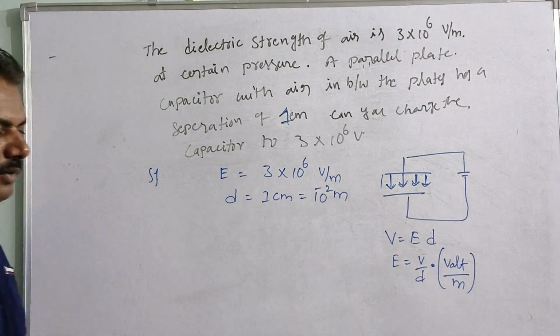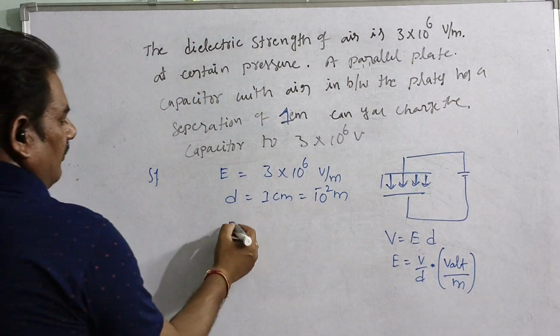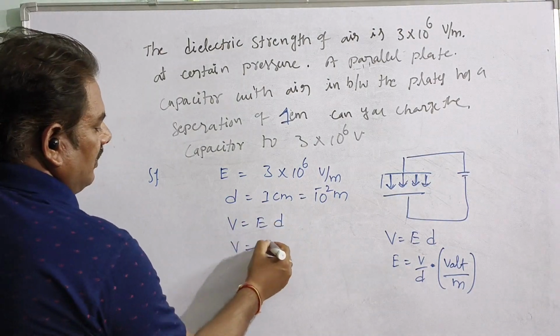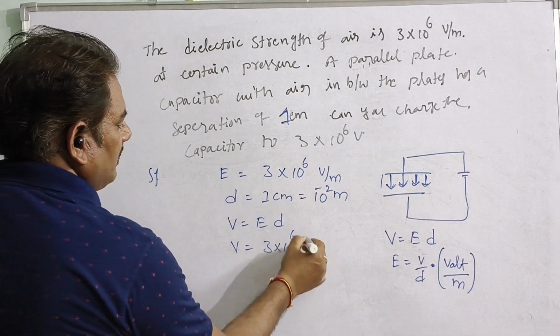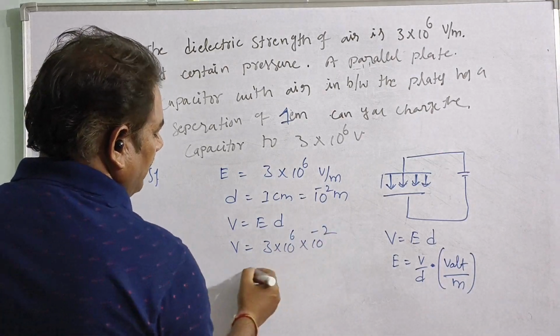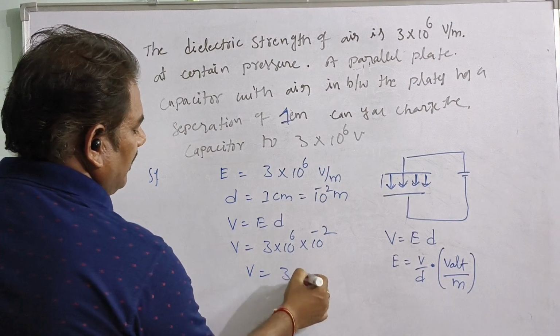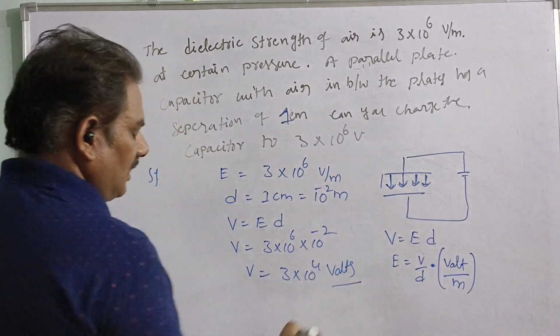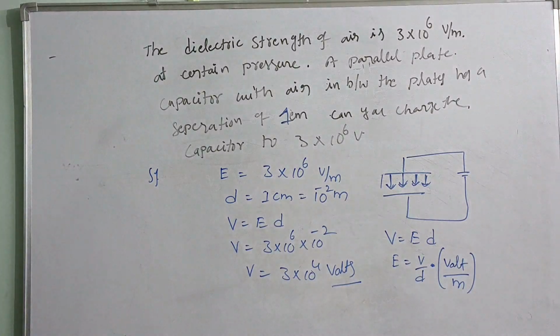We know the formula V is equal to E into D. So V equals 3 into 10 power 6 into 10 power minus 2, that equals 3 into 10 power 4 volts. 10 power 4 volts.